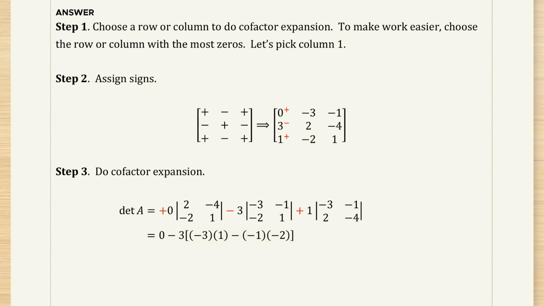Now -3 is multiplied by that determinant. It's a 2x2 determinant, ad minus bc: -3 times 1 minus -1 times -2. Then plus 1, and then again ad minus bc: -3 times -4 minus -1 times 2. The determinant of this entire matrix is 29.